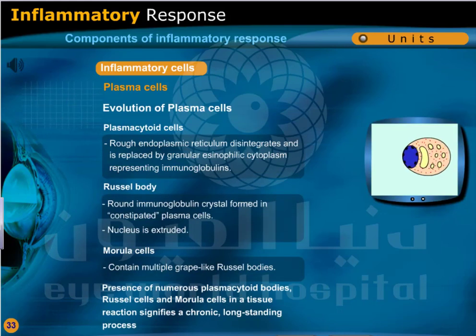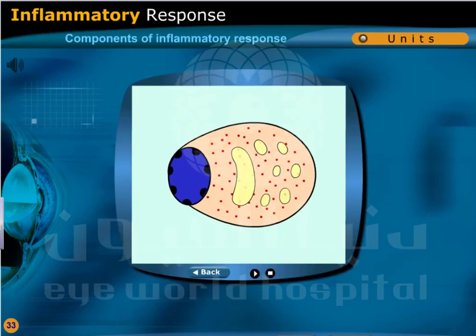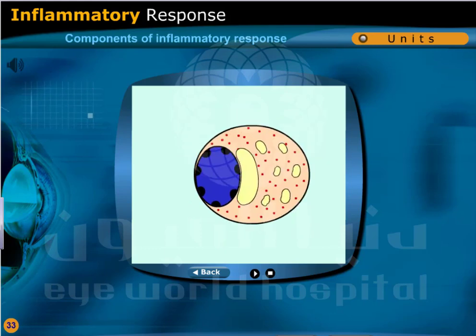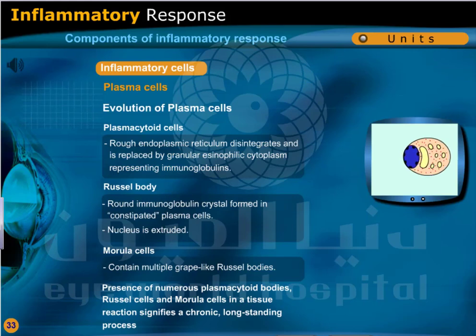Evolution of plasma cells: plasmacytoid cells, Russell bodies, and Mott cells. Plasmacytoid cells: the rough endoplasmic reticulum disintegrates and is replaced by granular eosinophilic cytoplasm, representing immunoglobulins. Russell body: a round immunoglobulin crystal formed in the constipated plasma cells, and the nucleus is extruded. Mott cells contain multiple grape-like Russell bodies. Presence of numerous plasmacytoid cells, Russell bodies, and Mott cells in a tissue reaction signifies a chronic, long-standing process.